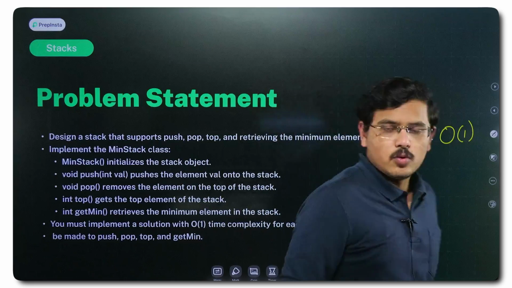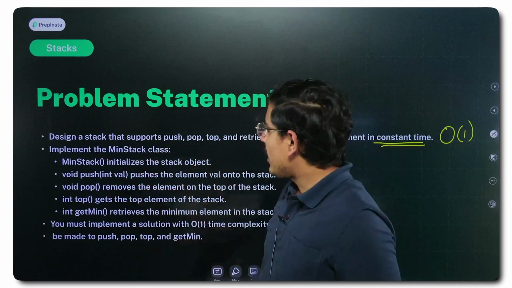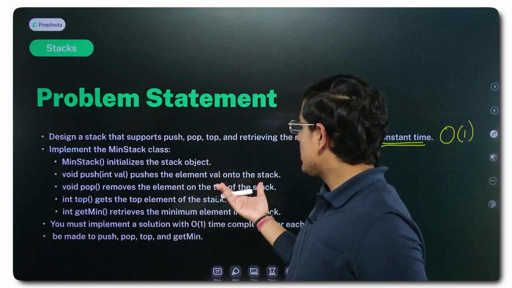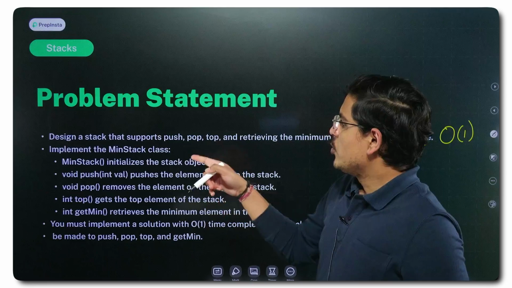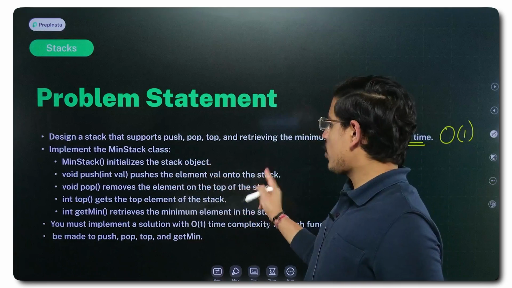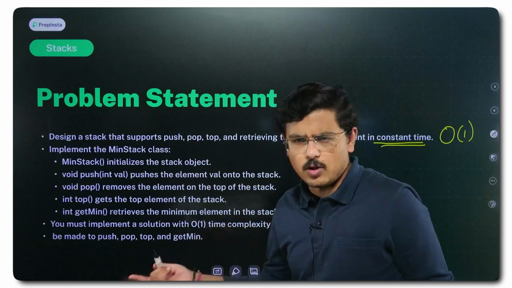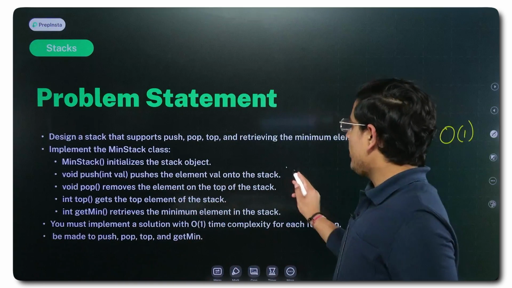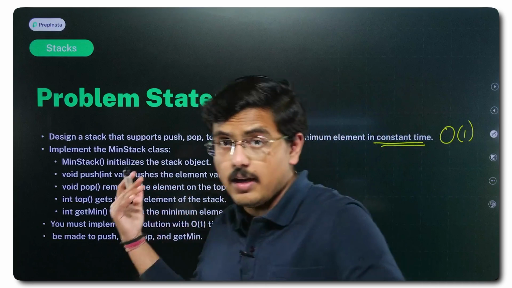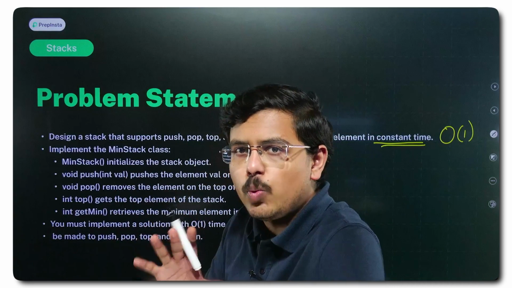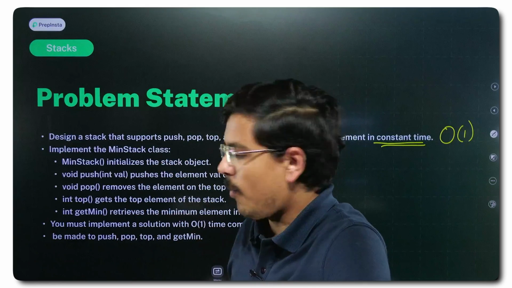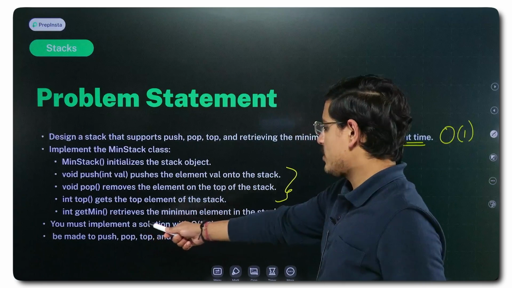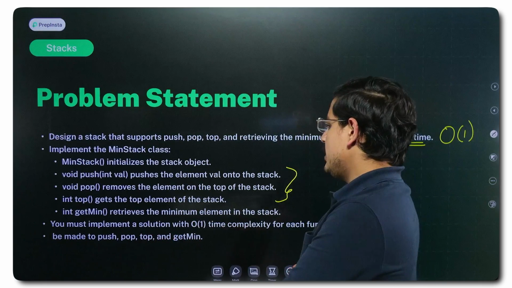And what you have to do basically is that you implement a min stack class which initializes the stack object. You create a push function which pushes the element val onto the stack. You create a pop function which removes the element on the top of the stack. You create a top function which gets the top of the stack. And then you create a getMin function that retrieves the minimum element in the stack. Still, we'll understand that there are a few minor tweaks that we need to do in this particular problem. It is clearly written, you must implement a solution with order of 1 time complexity for each function.